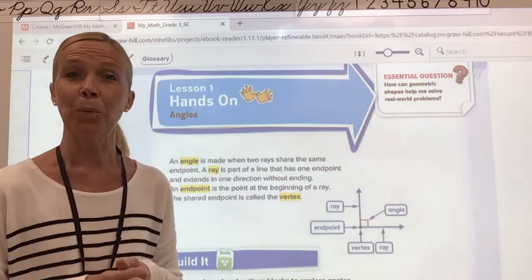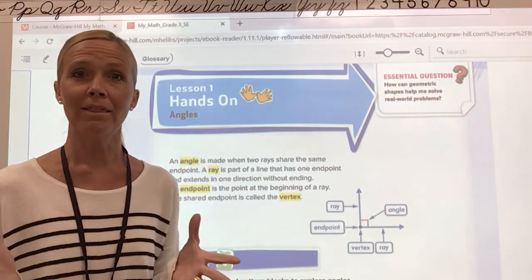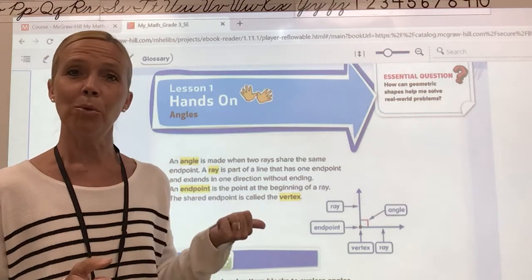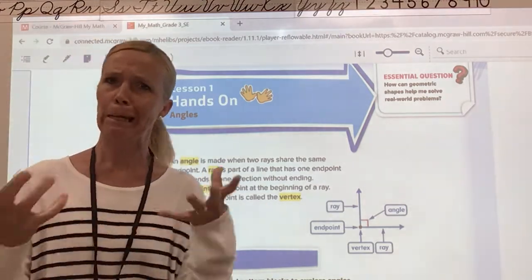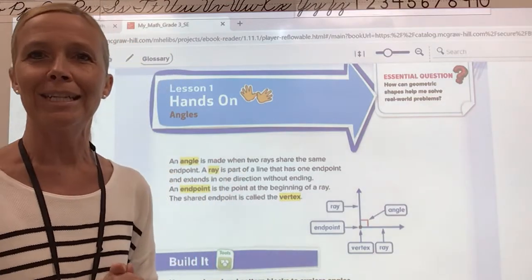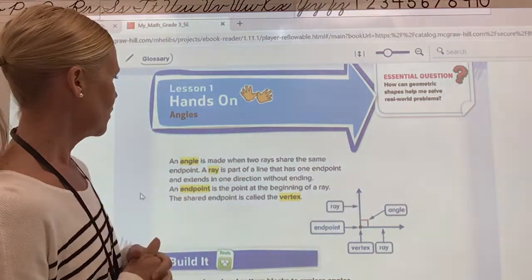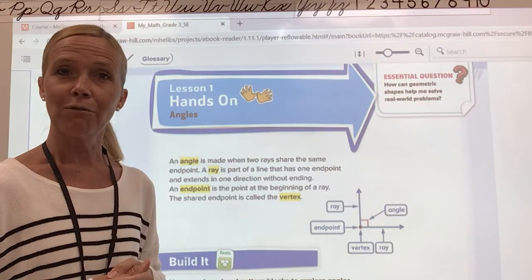Hi, third grade. We are on our final chapter in math. This is chapter 14. I'm going to go over lesson 1 with you today. I'm going to do some hands-on stuff. At least I am. I'm going to show it to you. And we are starting geometry. So let's get started right away.